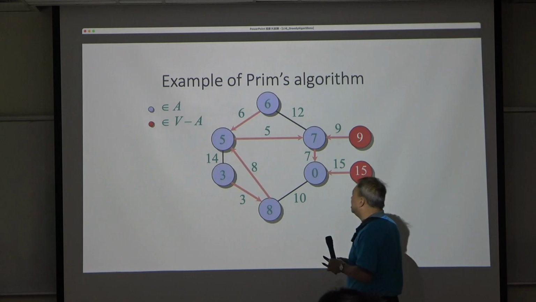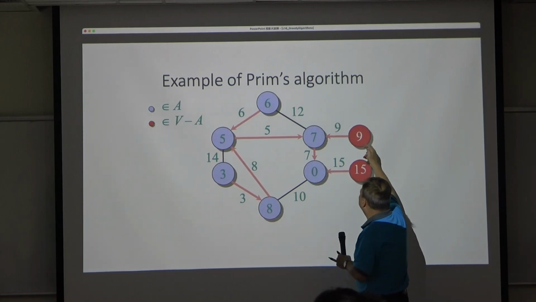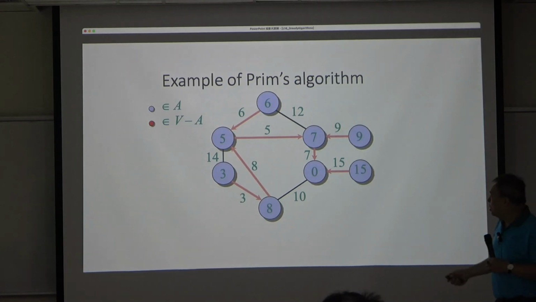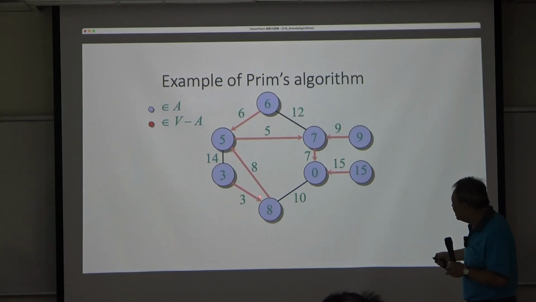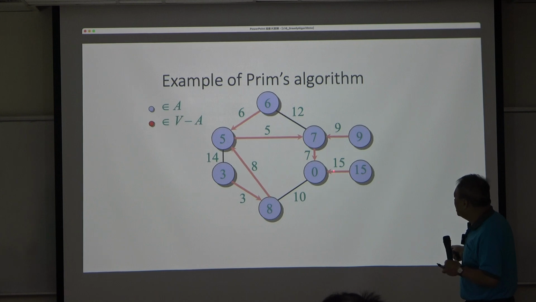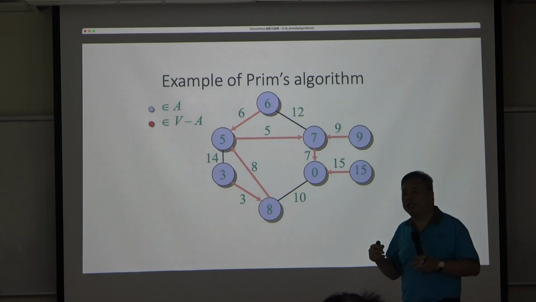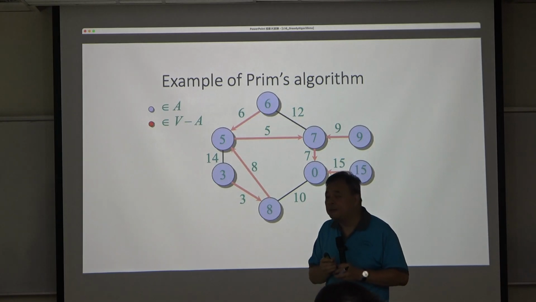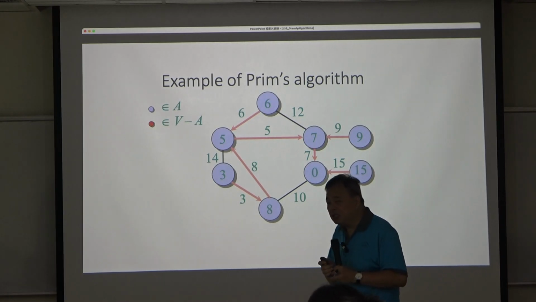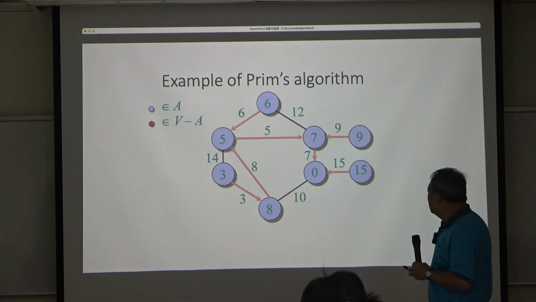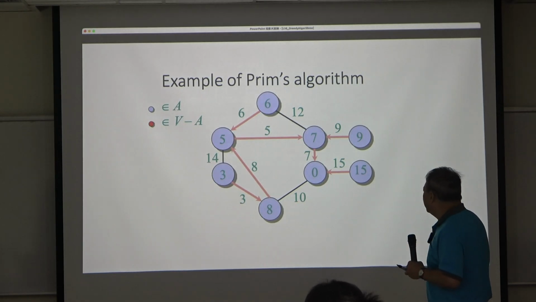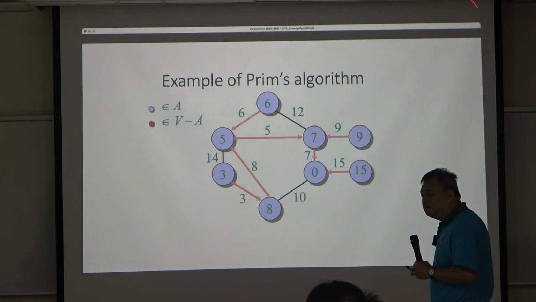So you add this edge, and then you add this node and then this node. The edge indicates that it is the edge that is selected, and the direction indicates its parent in the minimum spanning tree. So once you understand the process, let's come back to the algorithm.